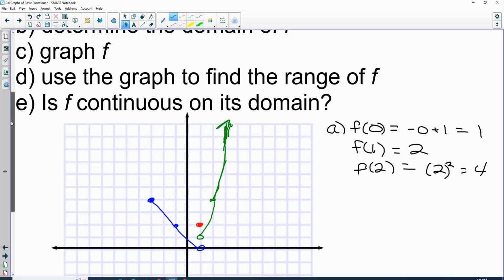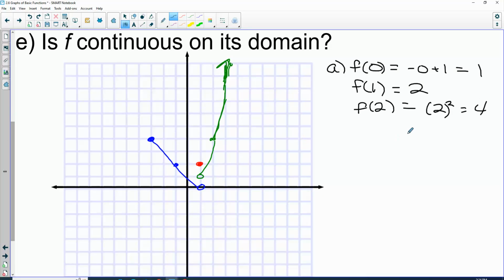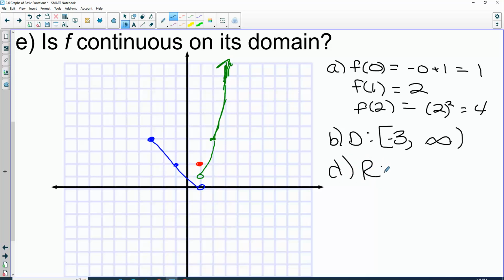All right, domain. Let's look at domain and range from our graph. What is the domain here? Where does this start? -3. Okay, the blue piece ends when x is 1, but I have a red dot there. Then the red dot's over, but the green one picks up and goes forever, so it would be -3 to infinity.